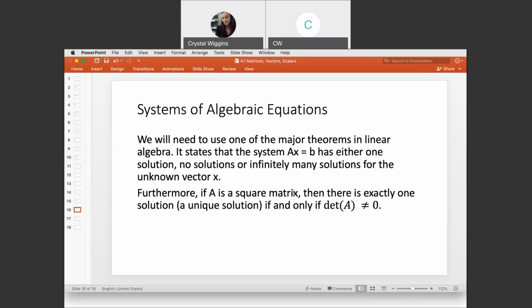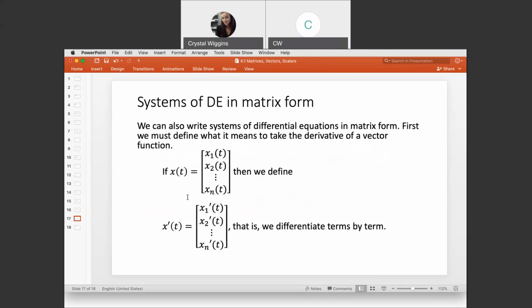Furthermore, if A is a square matrix, then there is exactly one unique solution if and only if the determinant is not equal to 0, which we already started analyzing when we were working with that Wronskian matrix. We can also write systems of differential equations in matrix form. First, we must define what it means to take the derivative of a vector function. So if x of t is equal to and represents a matrix, then we define the derivative as taking the derivative of each element in the matrix. Okay, so we would take the derivative of each one separately.